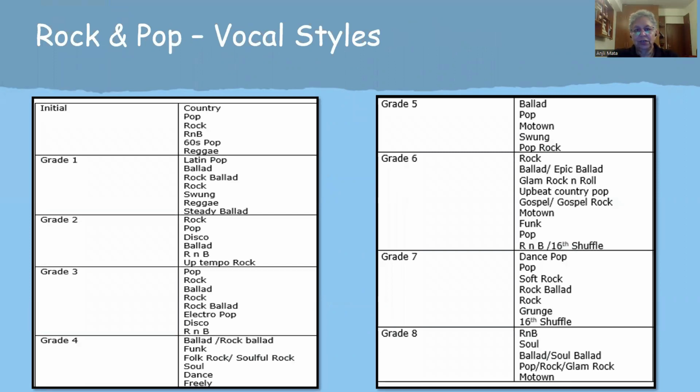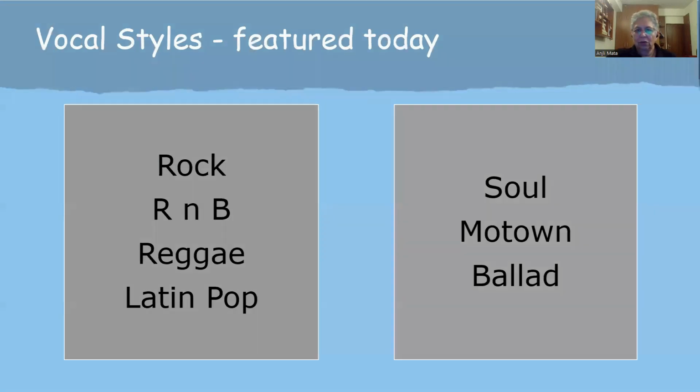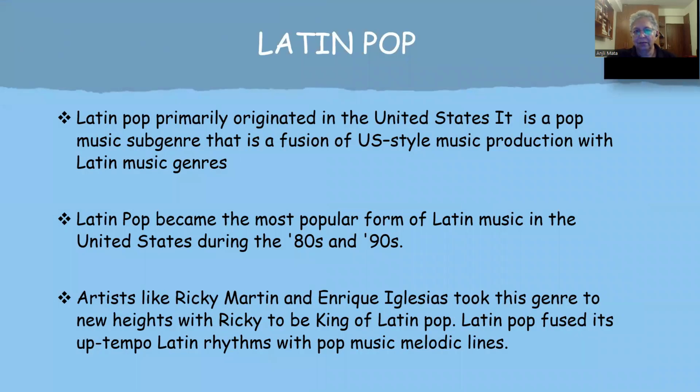So these are the styles that feature in our grades: country, pop, rock, R&B, ballad, glam, rock and roll. All the rock styles are there. Dance pop, soft rock, I'm just glancing through and reading them out. Dance, Motown, and there are so many of them. But today what we are featuring are these: rock, R&B, reggae, Latin pop, soul, Motown, and ballad. I think these are very relevant styles in singing, and every vocalist must be able to feature these in his repertoire. So without much ado, I'm going to invite Faith from Bangalore, who is going to take you through Latin pop.